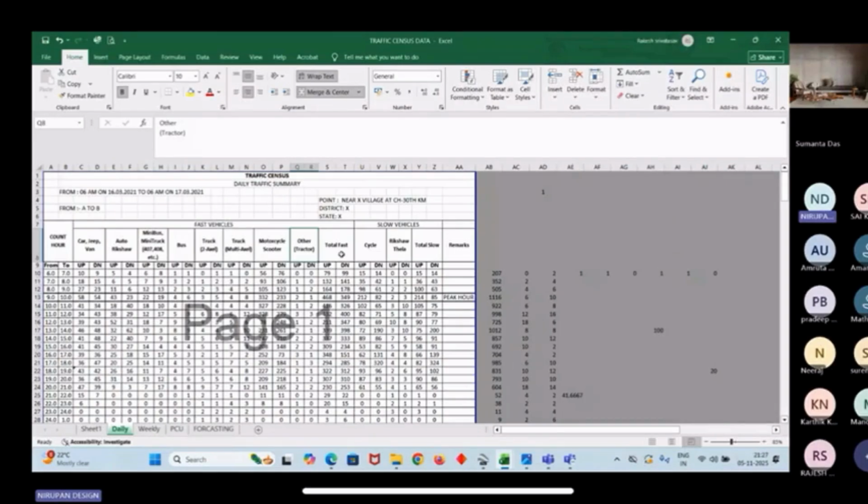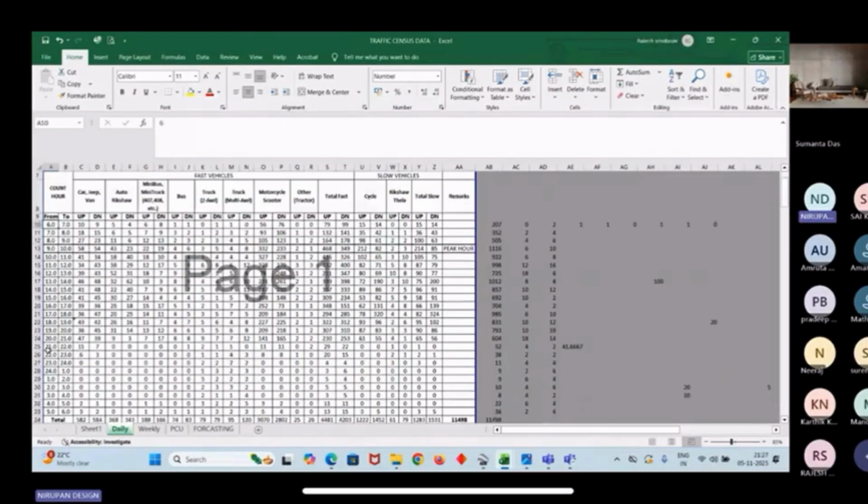Cycle, rickshaw, thela will come under the slow vehicles. So you have to collect all kinds of traffic. You can see this is the count hour. This is 24 hours, 6 a.m. to 6 a.m. next day. 6 to 7 is 1 hour, 7 to 8, 8 to 9, 9 to 10. So for each hour, you can see the up traffic and down traffic.